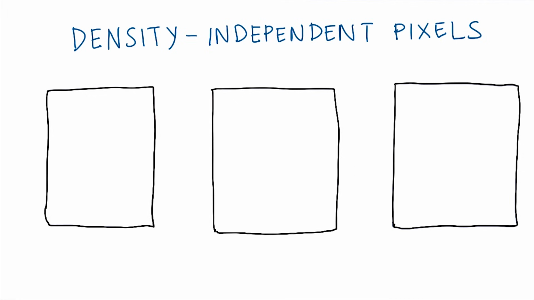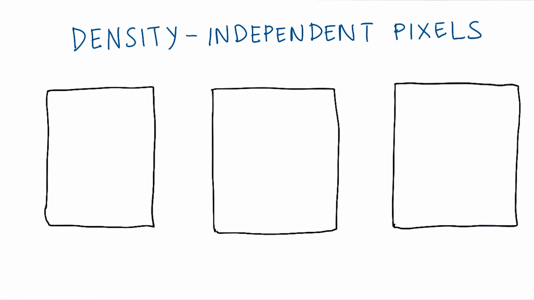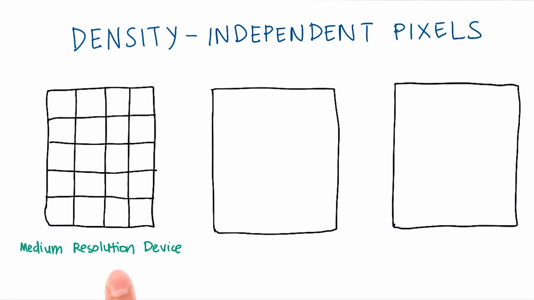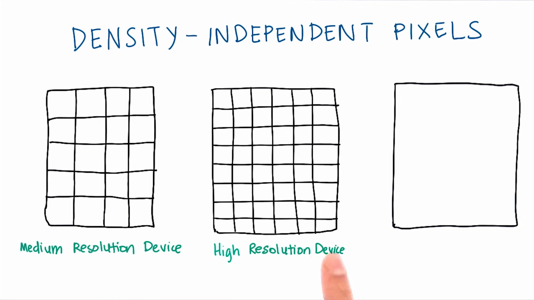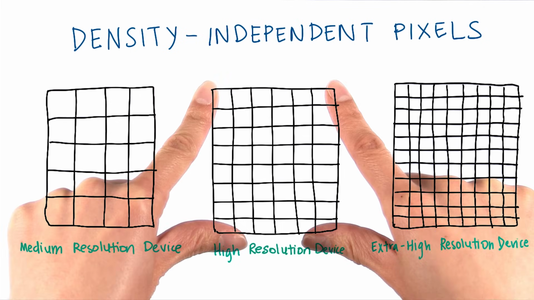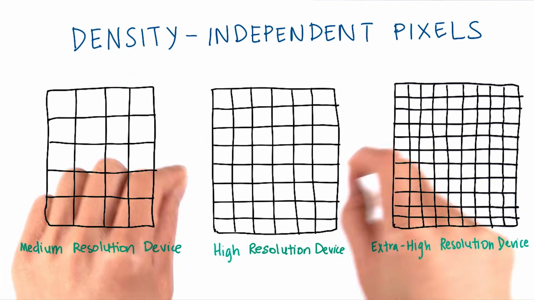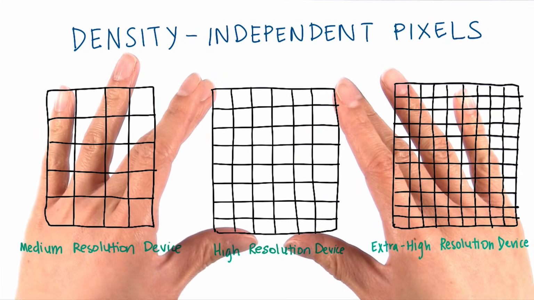Let me explain why we need that. Say these beautifully drawn rectangles represent different devices. They're the same physical size, but they differ in terms of resolution. This is a medium resolution device with a medium number of pixels on the screen, high resolution, and an extra high resolution device. When I say pixel, I mean a phone screen is made up of many tiny squares which are pixels, and they light up based on what you're looking at.